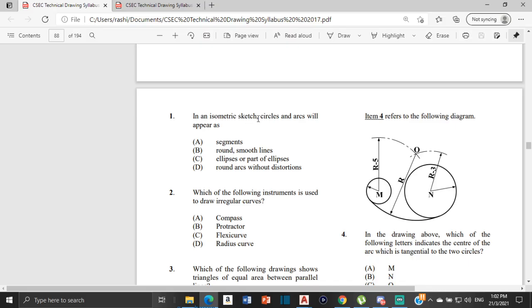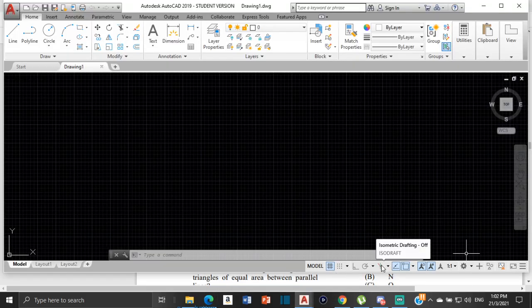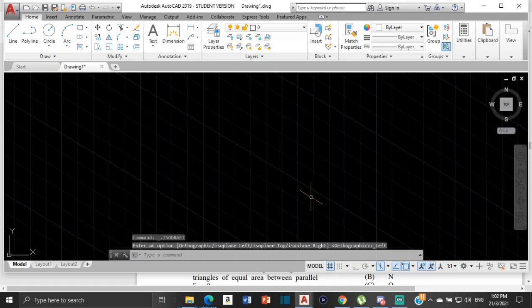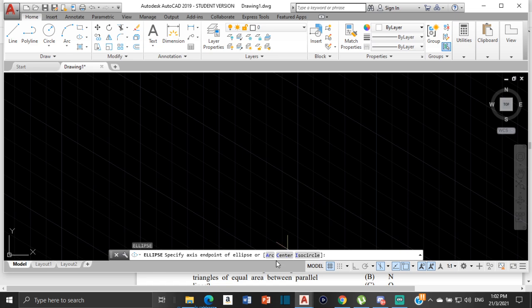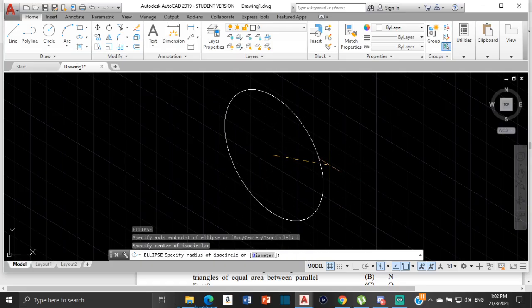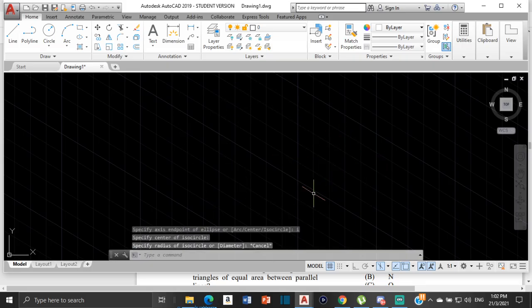We know that in an isometric sketch circles will appear as ellipses or parts of an ellipse, because even in AutoCAD, if you were to draw an isometric circle, let me put that in the isometric grid. If I select E for an ellipse, and then I want to use that ellipse to draw an isometric circle, it gives me the option. It says, do I want to draw an arc, center, or isocircle? I would select I for isocircle, and then I will be able to draw my circle in isometric. So in isometric, circles and arcs will appear as ellipses or parts of an ellipse.